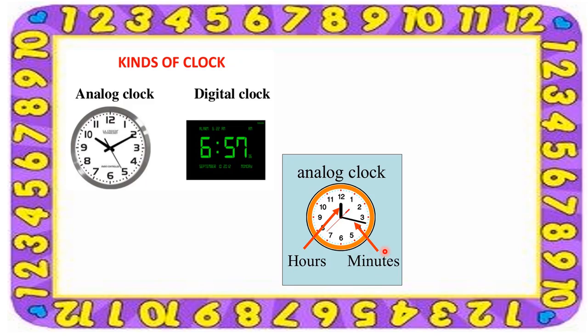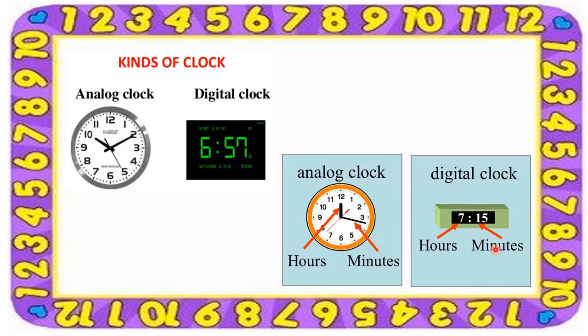In a digital clock there is no hand, there are only numbers. In our digital clock we can see the time with numbers. On the left side we will have the hours and on the right side the minutes. So now, class, I hope you understand about the analog clock and the digital clock.